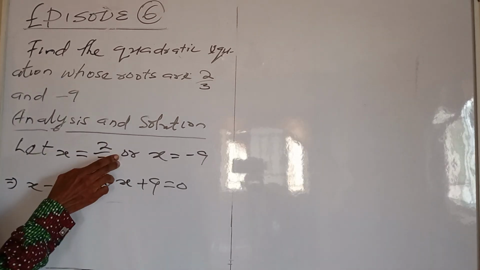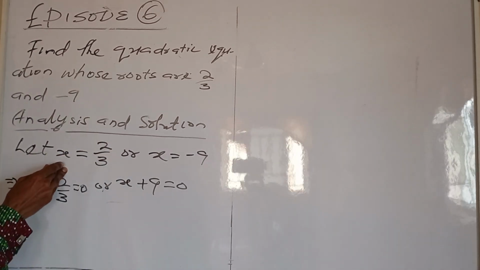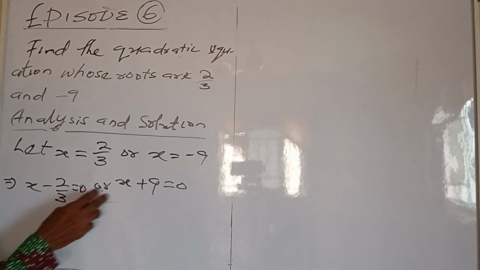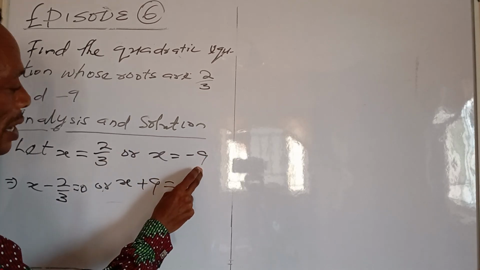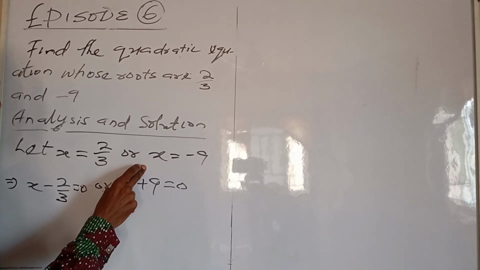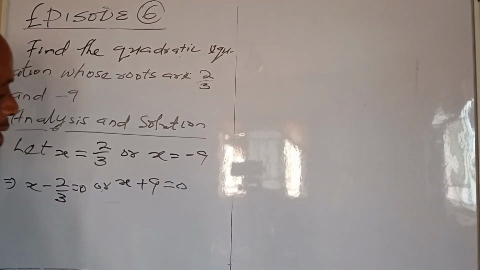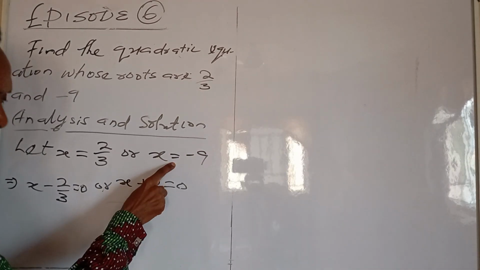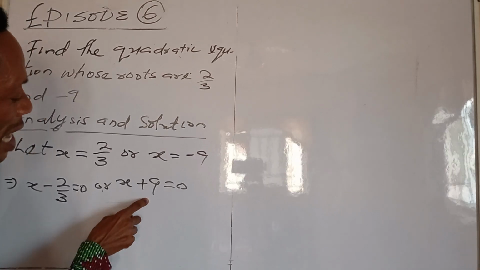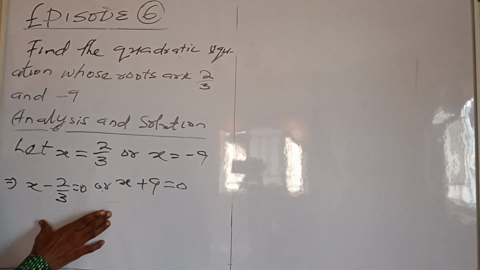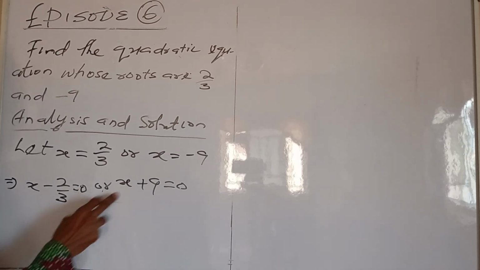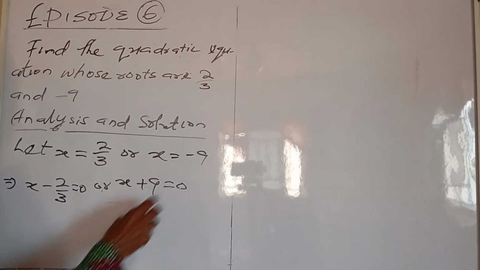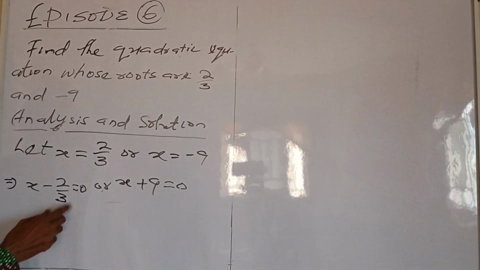Transfer the 2 over 3 to the left hand side, the side of x, and equate it to 0. Or from here also transfer this negative 9 to the left hand side. On the right hand side it is preceded by negative; when it crosses the equality sign, it changes to positive, and that is what we have just done. So at this stage, you discover that x minus 2 over 3 equals 0, or x plus 9 equals 0. Let's treat this side first.